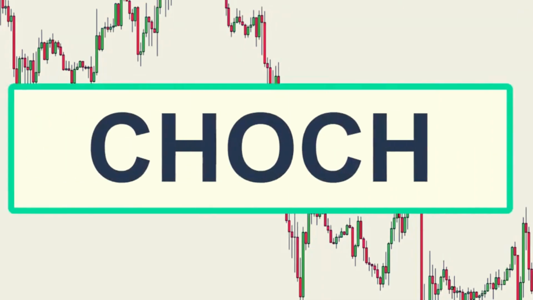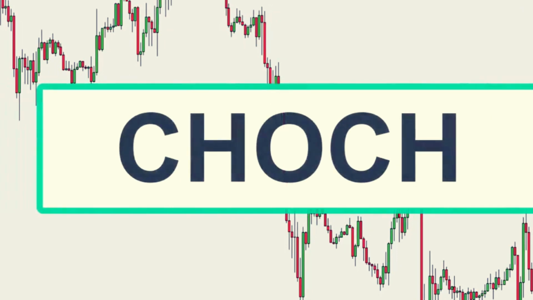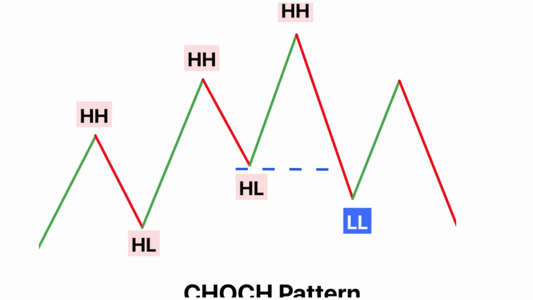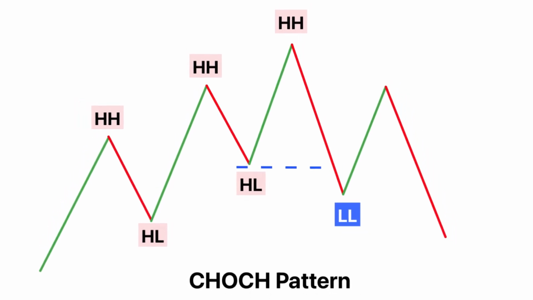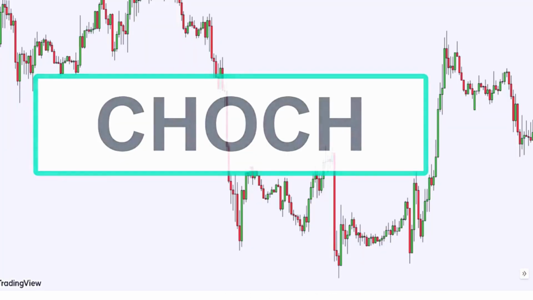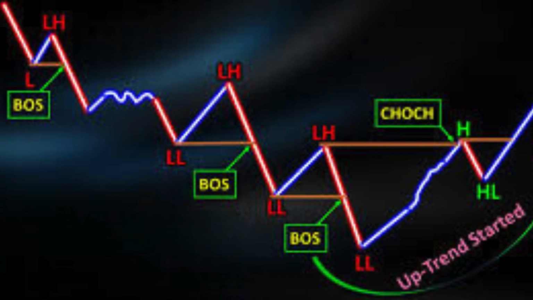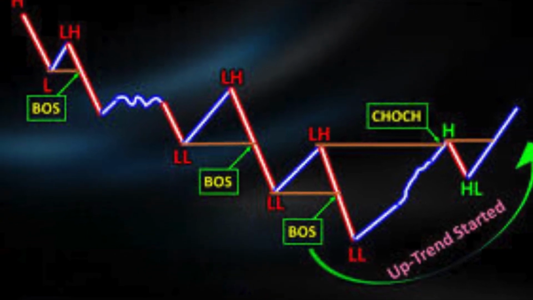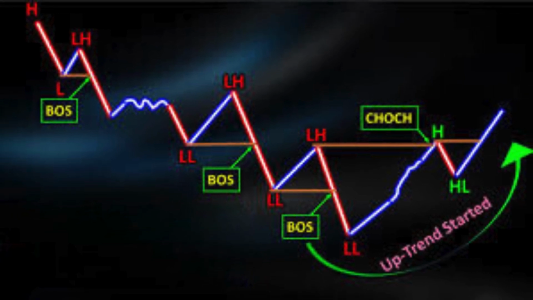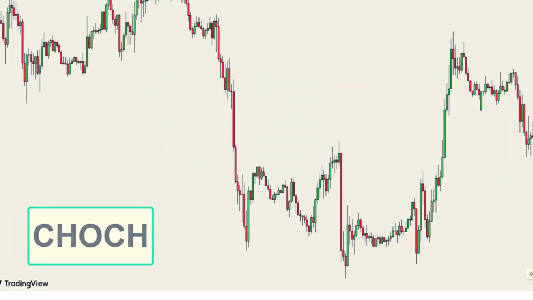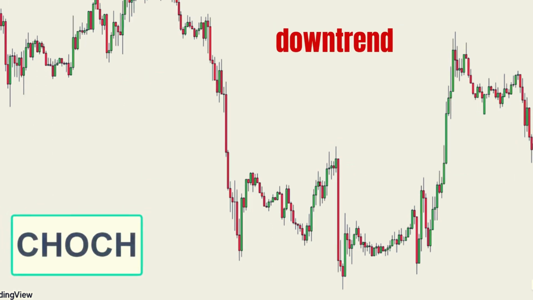On the other hand, change of character, CHOC, indicates a potential reversal in the market after recent swing high or swing low breaches. CHOC describes a significant change in market price action. For example, consider a market in a downtrend where we had lower lows and lower highs. When these recent swing lows are broken by price, a CHOC or change in character occurs, indicating a potential change in the downtrend.